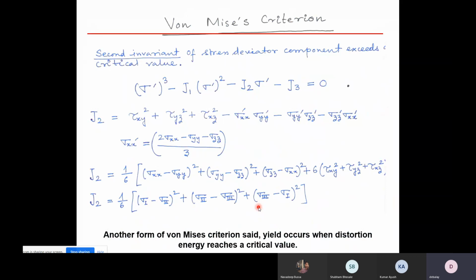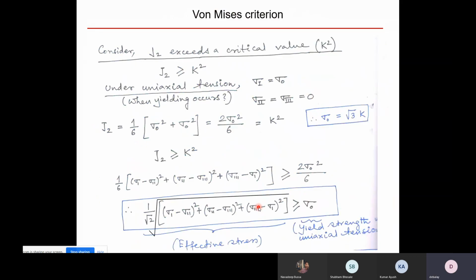The second invariant reaches a critical value, and it is also applicable for a general case and one of the cases like uniaxial tension. If you consider the tensile condition, you take k square, k, whatever constant you take, ultimately you will come down to this form of an expression: 1 by root 2 under root (sigma 1 minus sigma 2) square plus (sigma 2 minus sigma 3) square plus (sigma 3 minus sigma 1) square greater than or equal to sigma naught.